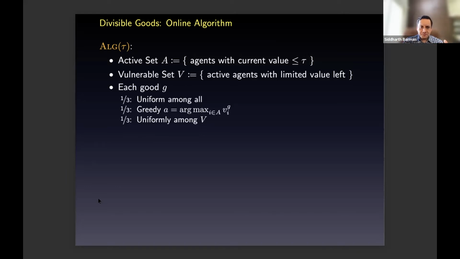So you pick the agent that has the maximum value for it among the active ones. So this A here is important. So you look at agents who are active.